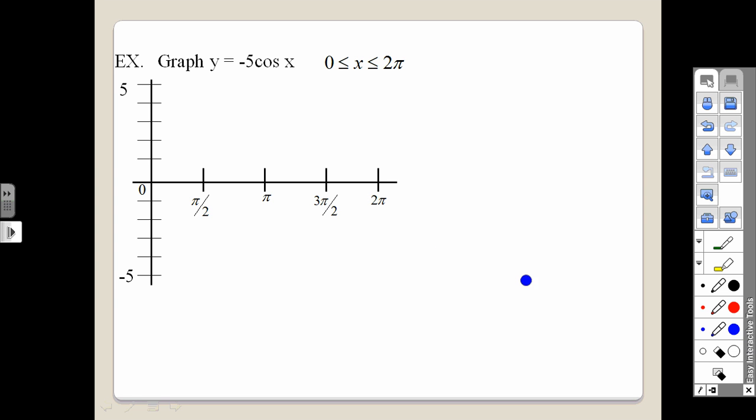Okay, so if we were to graph this, -5. So cosine normally starts here at +1. So instead, we're going to start down here at -5, because +1 times a -5 gives you -5, right? Okay, and then following the pattern, we would go up to 0. And then at the next quadrantal angle, we're going to be up at +5, back down to 0, and then back down to -5.